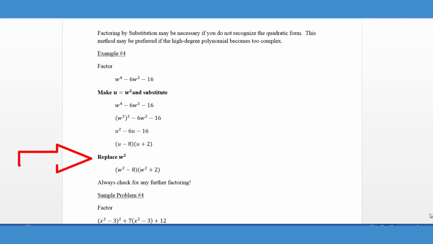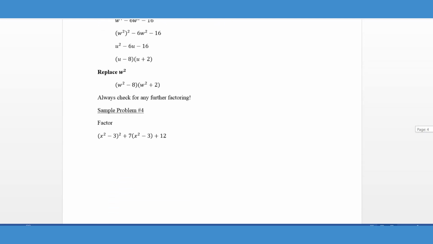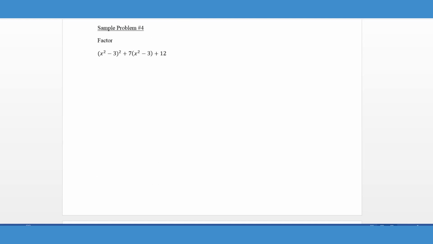The one thing that you want to be sure to remember is to always go back and replace the u with the original expression, and always look for further factoring in problems like this. So let's take a quick look at sample problem number 4. If you go ahead and take a look at that and then come back and watch the solution.